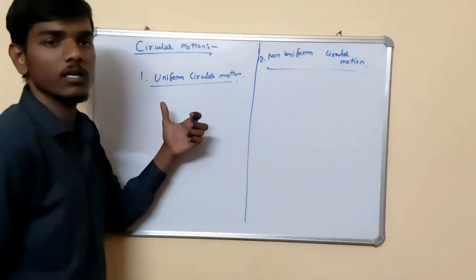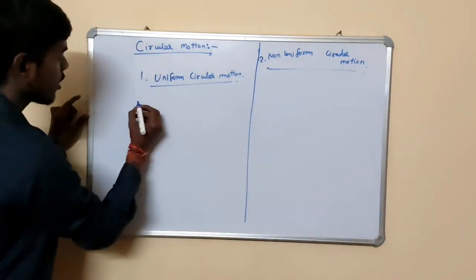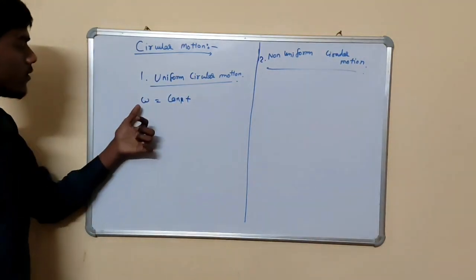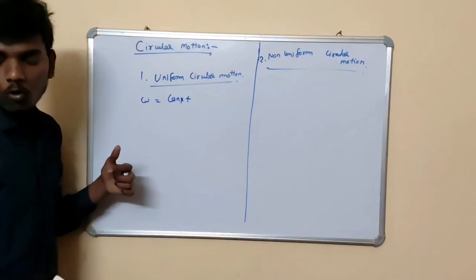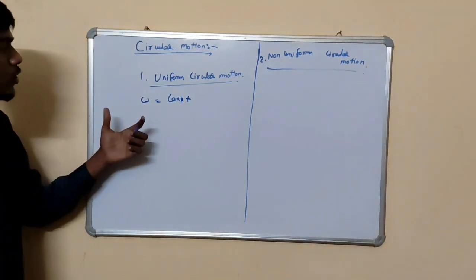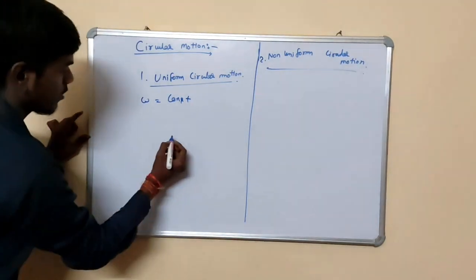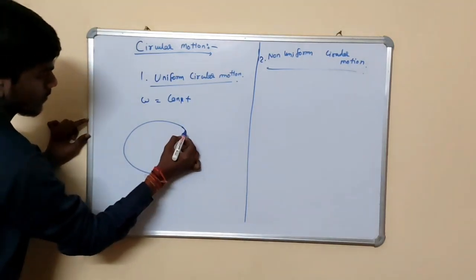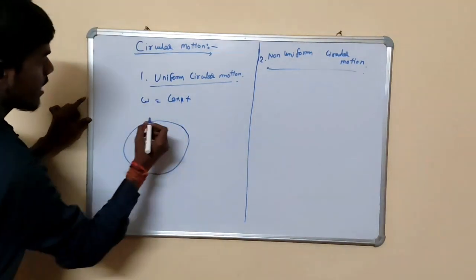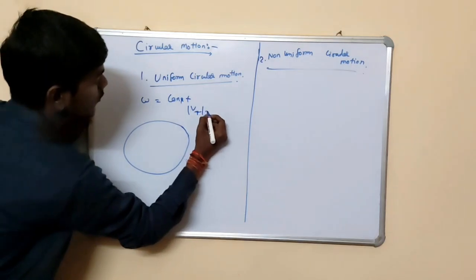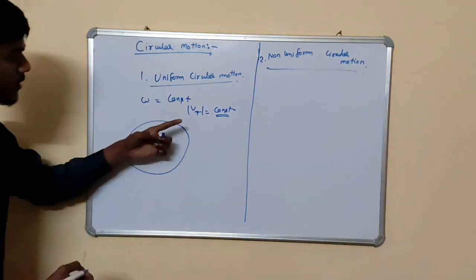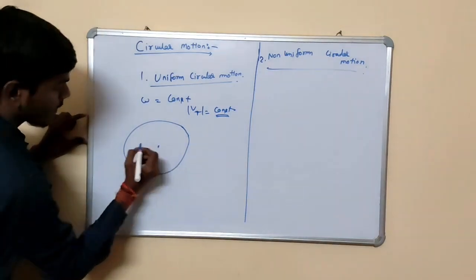As the name suggests, in uniform circular motion the omega will be constant. What do we mean by omega? Omega is our angular velocity, so the angular velocity will be constant. And also here the magnitude of the tangential velocity will be constant. Let's try to see this by a figure.